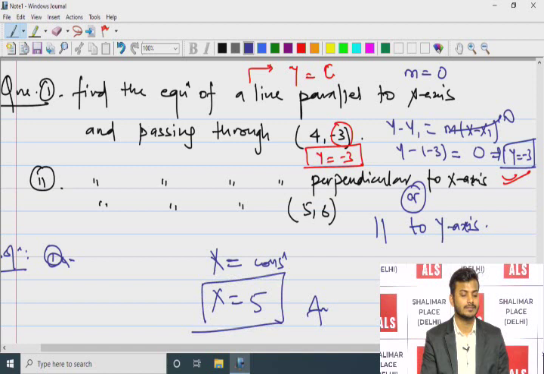That's your answer. So directly, if a line is parallel to the x or y axis and a passing point is given, directly use this information. Okay. So this is how we do all kinds of questions.